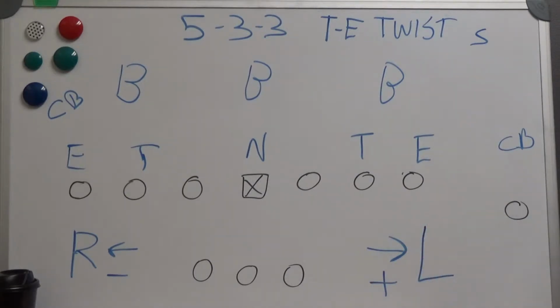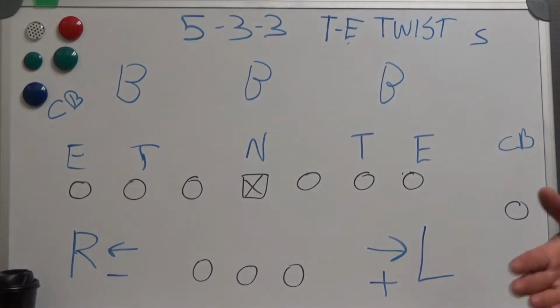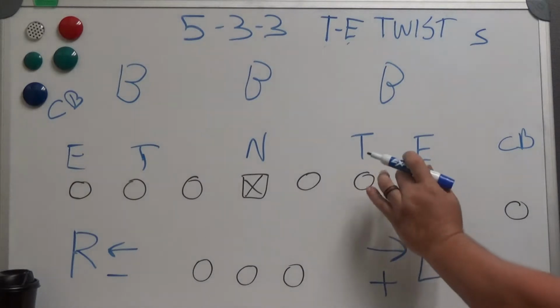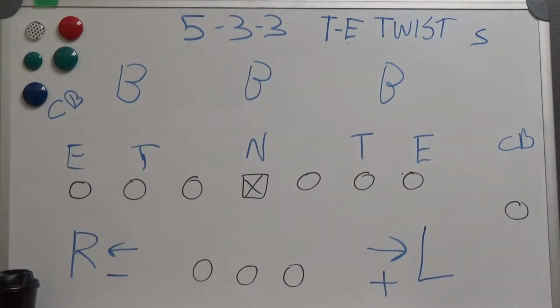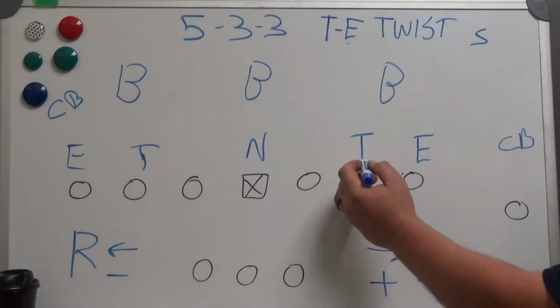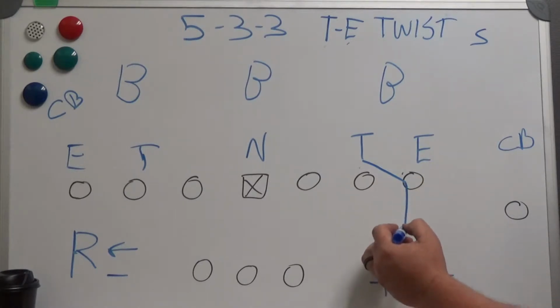What a tackle and twist is: tackle comes before the end. That's why we call it a tackle and twist. Basically, these two guys are just changing roles. At the snap of the ball, this tackle is crashing as hard as he can off the inside hip of this end, and he has outside contain.